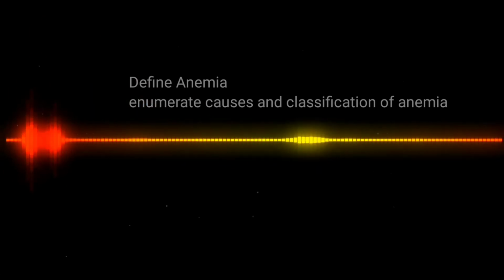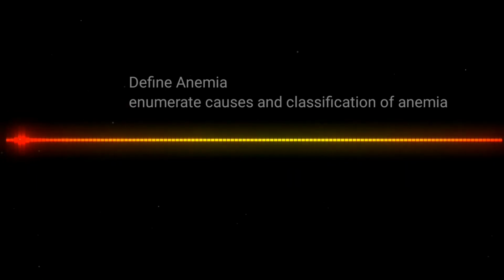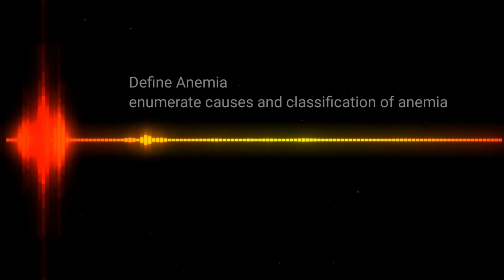Coming to the normocytic anemia, which means MCV is normal, that is between 80 and 100 femtoliter, which includes acute blood loss.